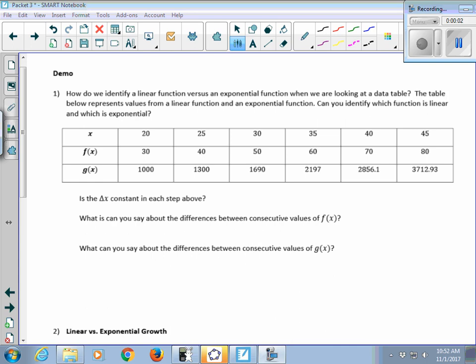Welcome to the demo for lesson 28 for college algebra. How do we identify a linear function versus an exponential function if you're looking at a table of data?